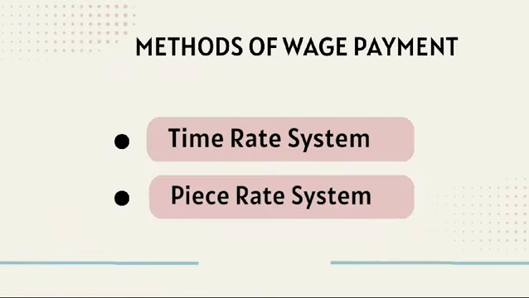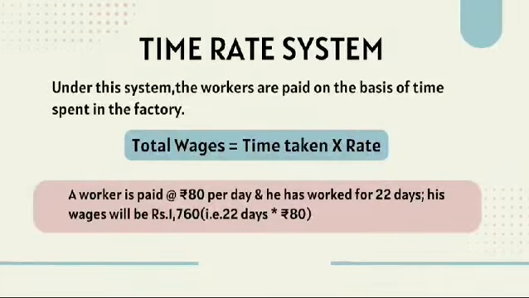There are two methods in wage payment system. They are time rate system and piece rate system. First, let's see about time rate system. Under the system, the workers get wage on the basis of time spent in the factory. So the formula is total wages equal to time taken into rate.